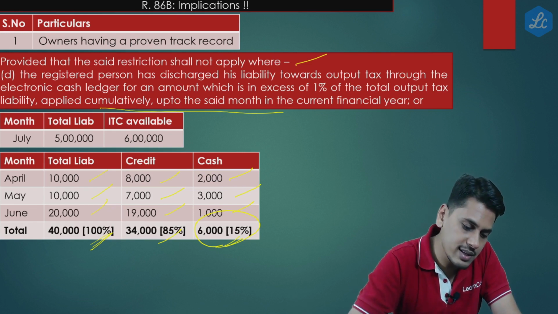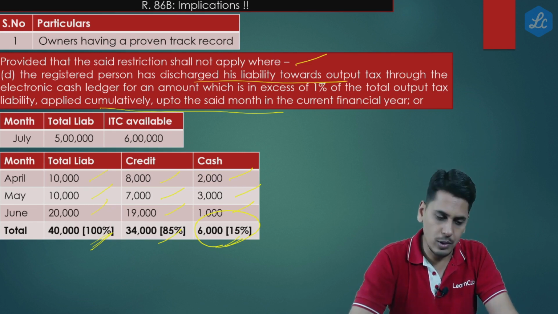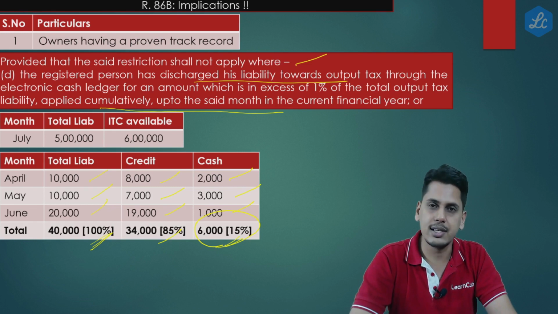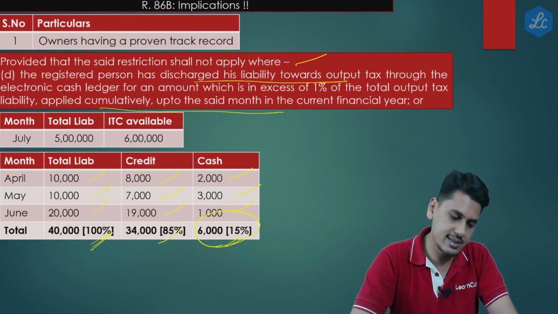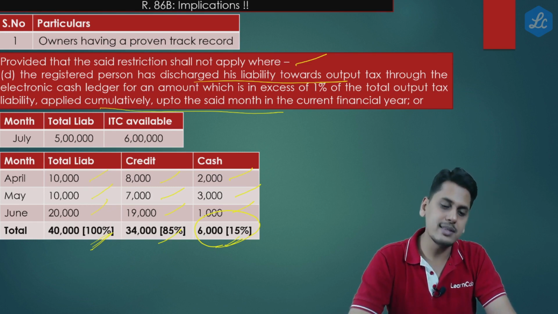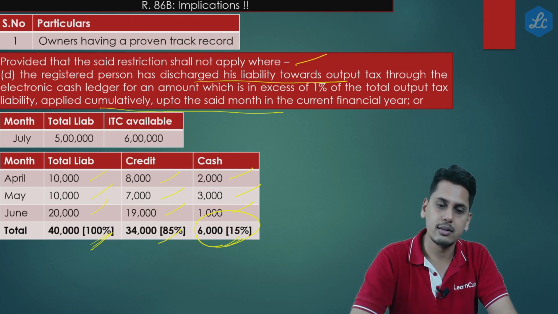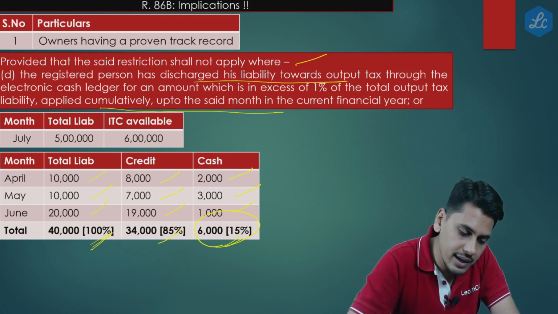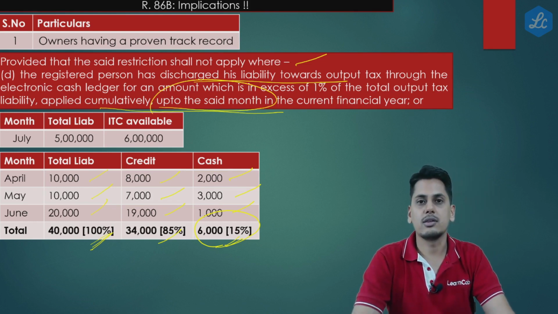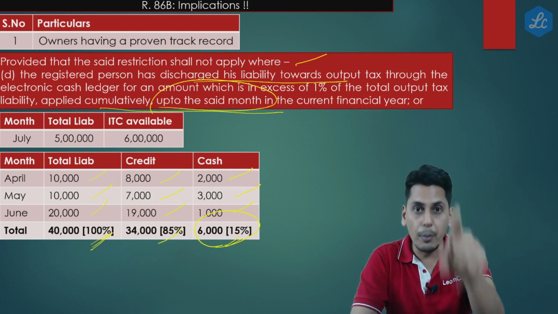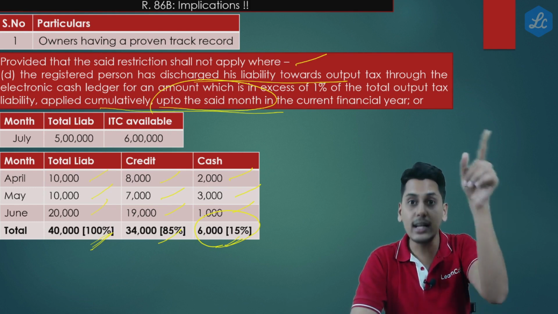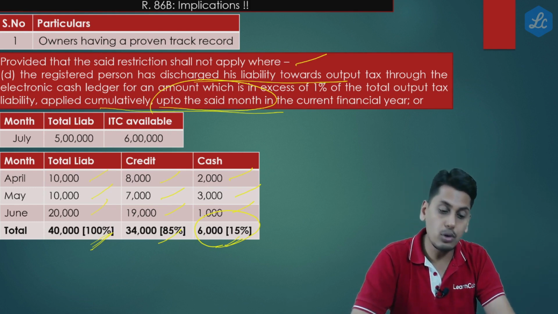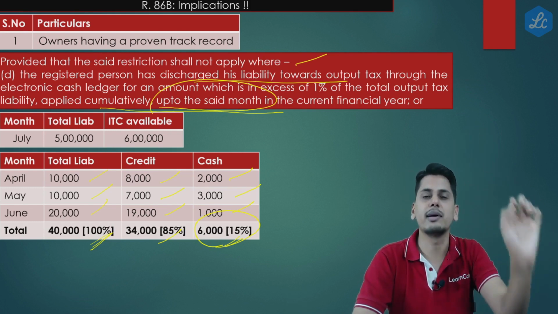The registered person has discharged his liability towards output tax through the electronic cash ledger for an amount which is in excess of 1% of the total output tax liability applied cumulatively up to the said month. So the total liability you need to compute cumulatively including the current month. Up to the said month means it includes the said month.